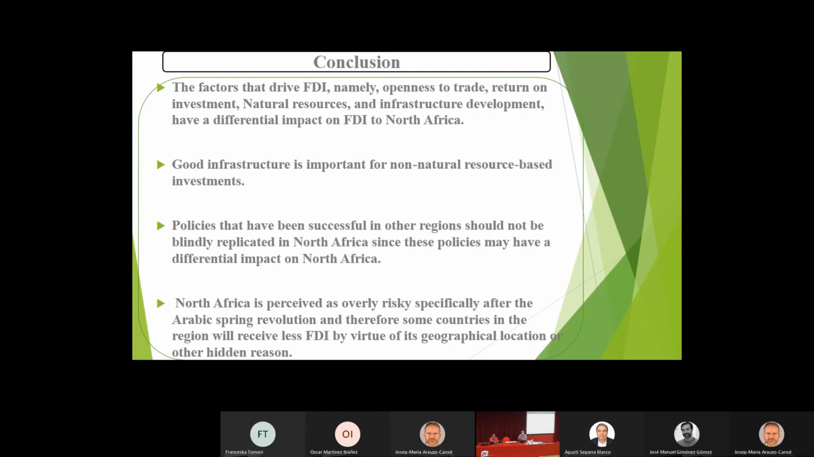That means don't take any plan or strategy from other regions and put it in these regions. North Africa is perceived as overly risky, specifically after the Arab Spring revolutions, and therefore some countries in the region will receive less FDI by virtue of their geographical location or other hidden reasons. For example, Tunisia is not a natural resources country, or Sudan. This is the example for that. This is the main idea of the chapter.